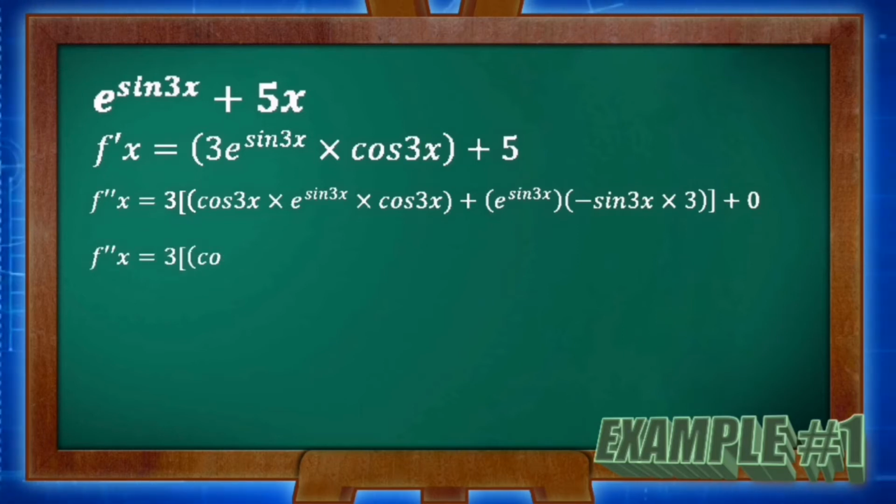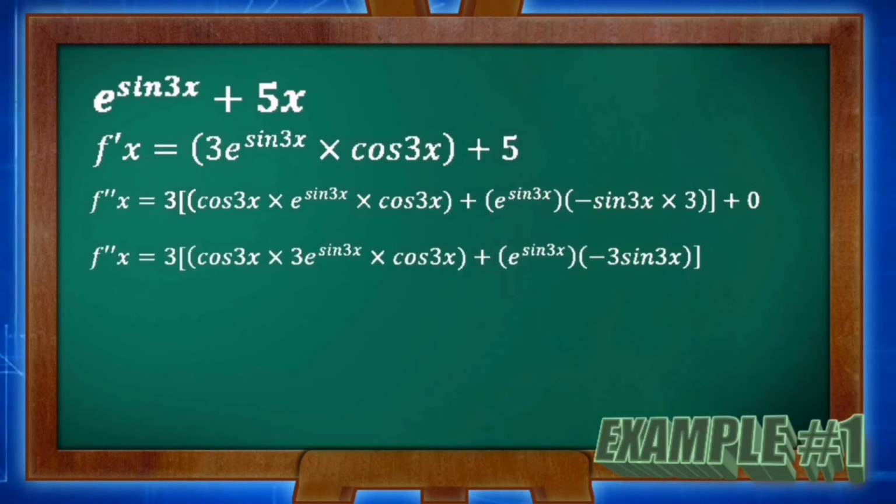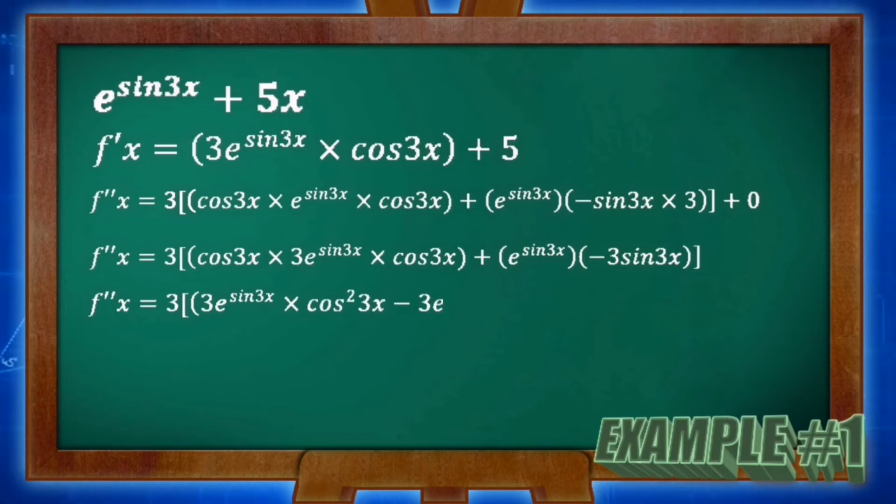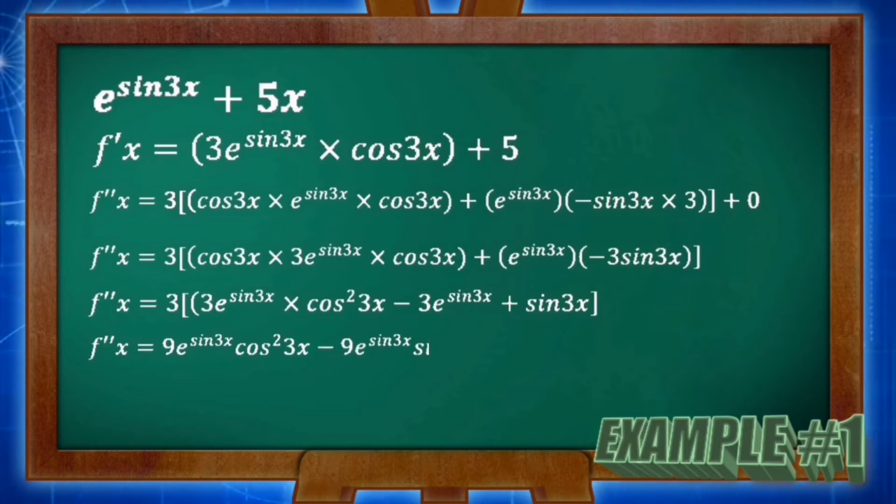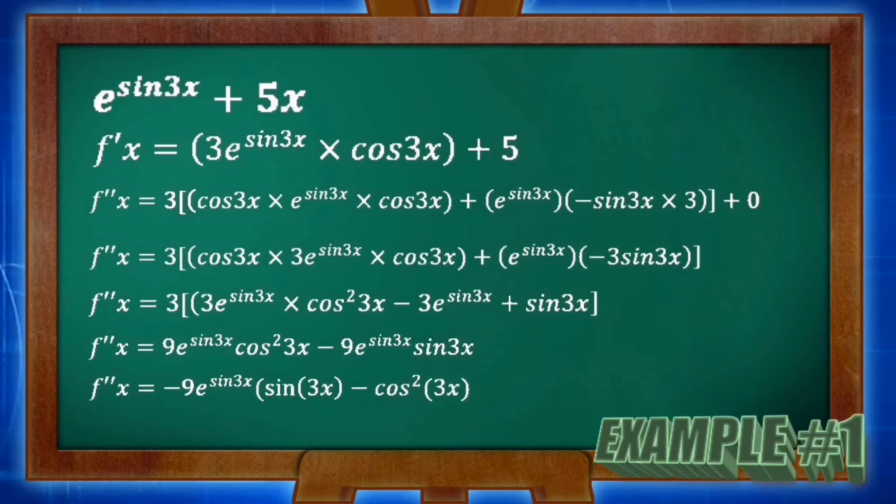For our next step, add it and arrange its position. So it will become 3 times open parenthesis 3 e^(sine 3x) times cosine squared 3x minus 3 e^(sine 3x) times sine 3x. For the last step, just multiply the 3 inside the parentheses. So it will become 9 e^(sine 3x) cosine squared 3x minus 9 e^(sine 3x) sine 3x. To get the answer, just simplify it. So it will become negative 9 e^(sine 3x) times sine 3x minus cosine squared 3x.